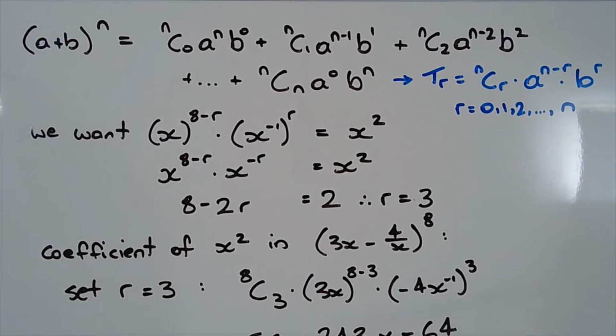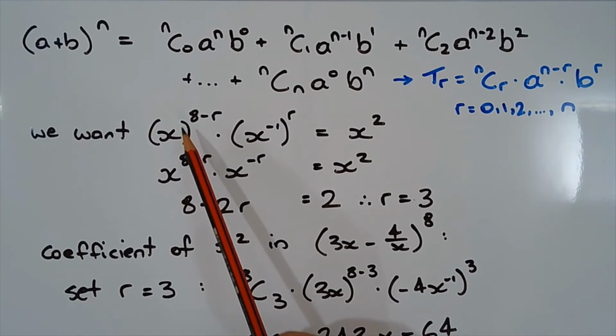Now let's consider the terms in the particular binomial expansion. So that's 3x minus 4 over x. So we want x to the power of 8 minus r times x to the power of negative 1, all to the power of r, to equal x squared. So we're not considering the 3 and the 4 at this point. All we're interested in is to determine the value of r first. Then we can determine the coefficient.